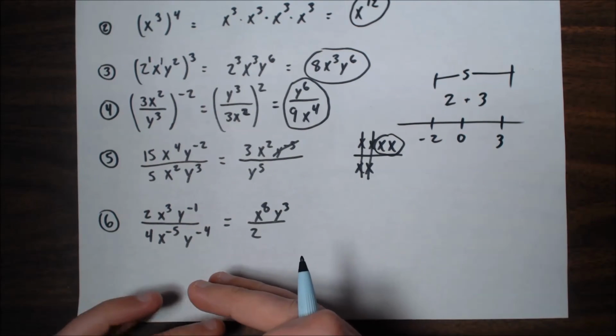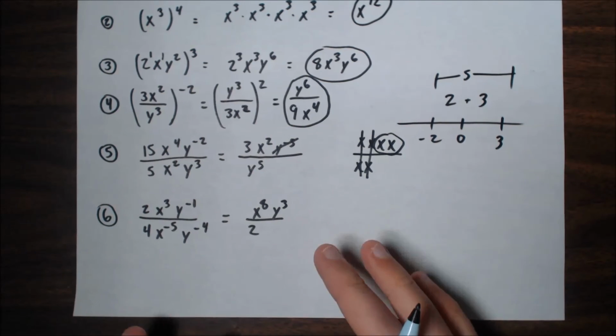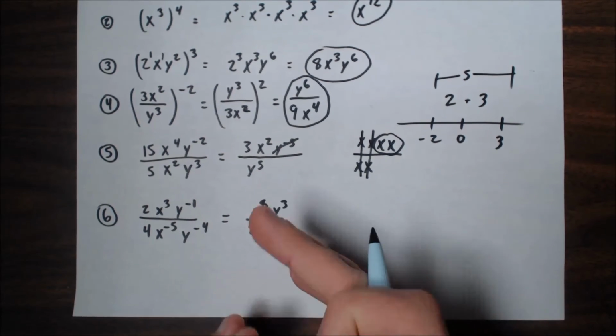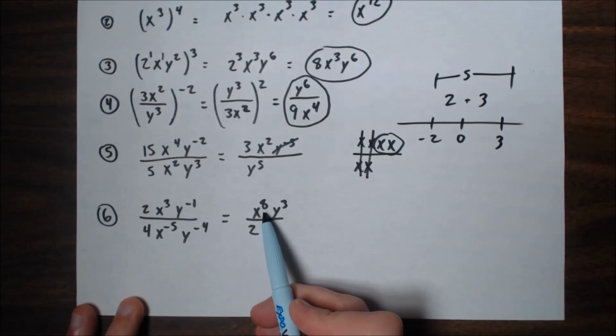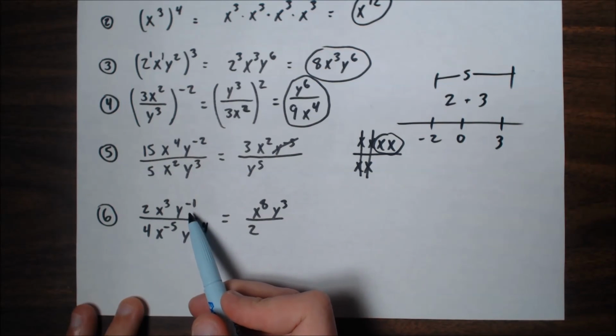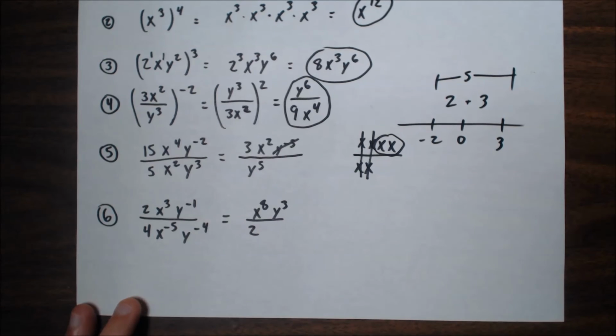Wherever there's more, that's where your leftovers are going to be. And however many more there are, that's how many are left. There's 8 more x's on the top, so I put 8 x's on the top. There's 3 more y's on the top, so I put 3 y's on the top. All right, and those are some basic examples for exponent rules.